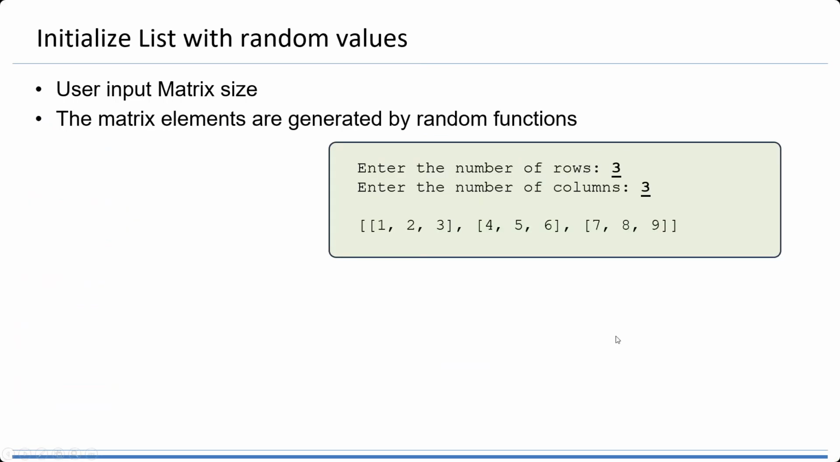Next, how if we want to make a matrix and initialize the list with random values? First, let the user input the matrix size, for example, the row and the column. The matrix elements are generated by random functions. So this value, and this value can be generated with a random function.